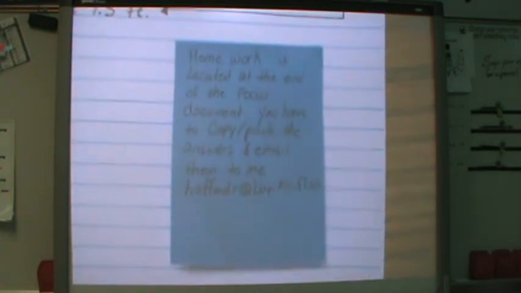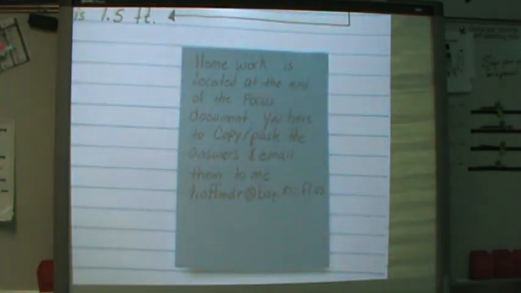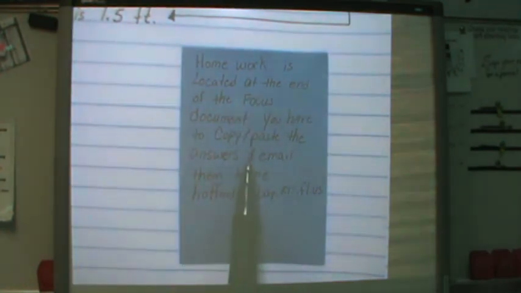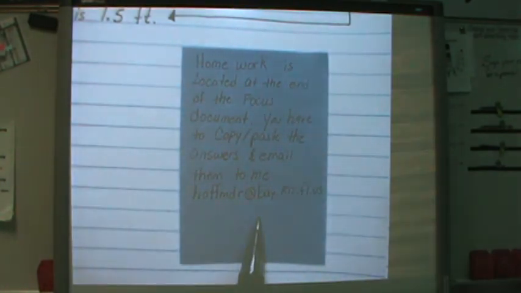Okay, your homework for this particular module, believe it or not, you do not have to go to your online book. It is at the end of that document that you downloaded on Focus. You can copy paste the answers and email them to me, and you have my email address, I'm sure, but there it is just in case. So to get counted for the credit for this particular assignment, you must now email those answers to me, and there's only 5 questions. So I need those emails coming in so I can give you a grade.